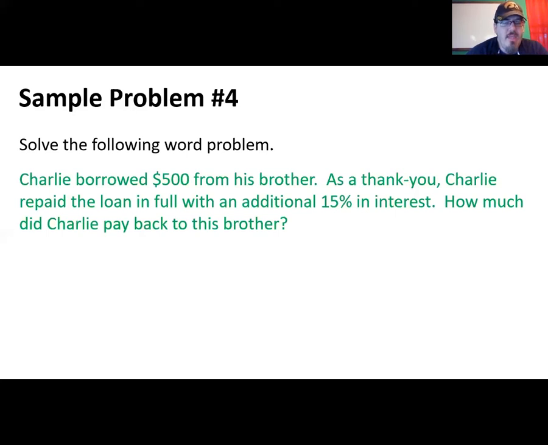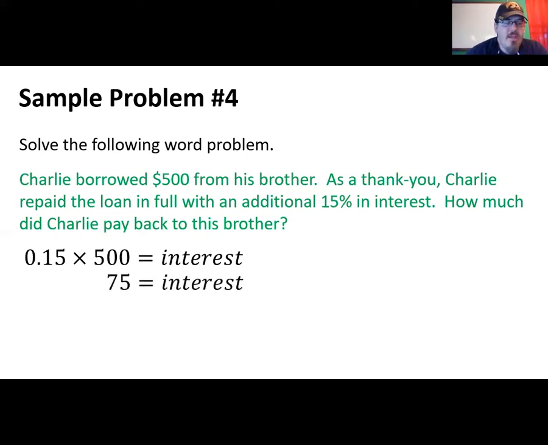Again, as a way to thank him, Charlie repaid the loan in full, but added 15% in interest. So we want to figure out how much Charlie paid back altogether. So again, what we're going to do is multiply the percent times the amount, in this case, that was borrowed. Make sure you convert the percent into a decimal, so 0.15 times the $500. That'll tell us how much interest he's adding on.